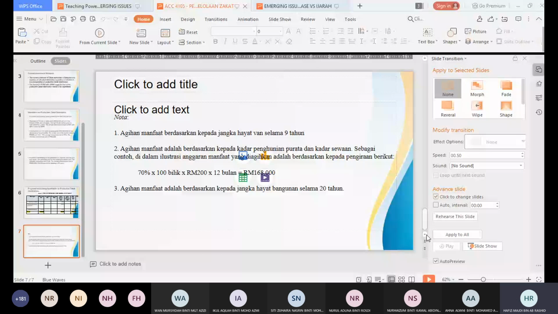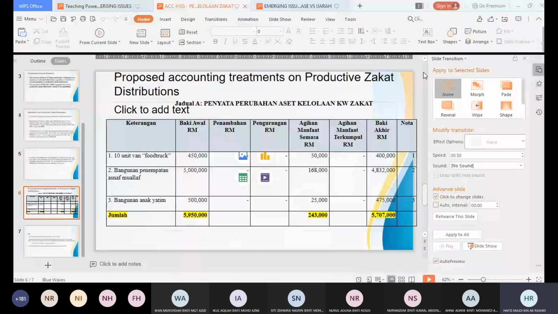Without guideline from specific authorities, the State Islamic Religious Councils will not be clear on how to prepare financial statements which are informative to their stakeholders. This is just one issue which I can deduce from our research. There are many other issues. If you are interested, you can read the many reports we have prepared for Jabatan Akauntan Negara Malaysia.